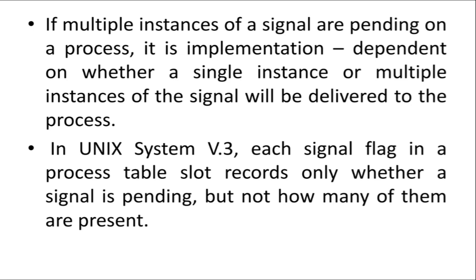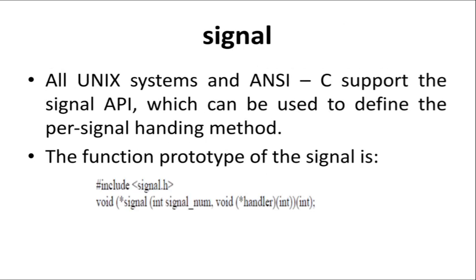And in Unix System V3, each signal flag in a process table slot records only whether a signal is pending, but not how many of them are present. Just remember that the signal flag you maintain in the process table, especially in System V3, records only the pending signals. Only the information about the pending signals will be maintained in the Unix System V3 process table slot, right? So this is the process, right?